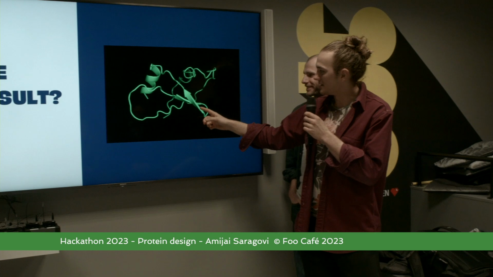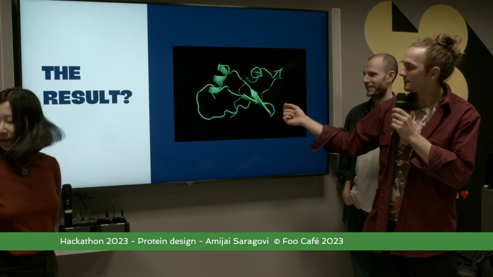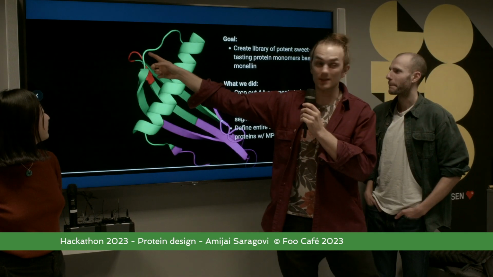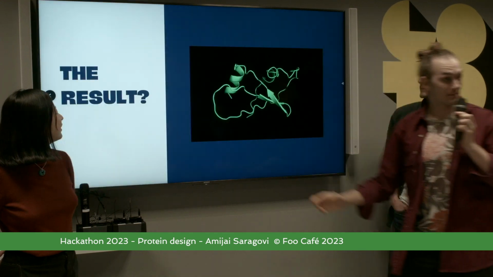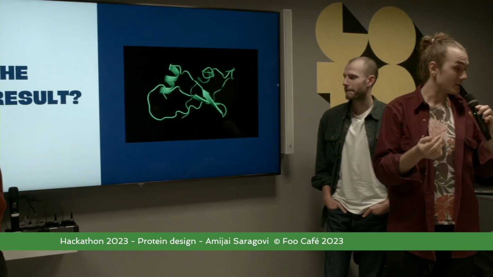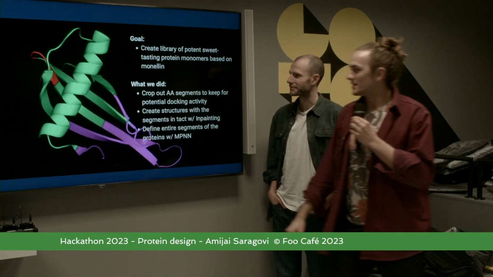But we know that this loop here is the same as this important loop if you go back. It's not stabilized in the same manner, so maybe it will have a different kind of sweetness, probably for sure, or maybe it won't be sweet at all. Maybe it will even act as a sweet antagonist, so everything tastes bitter. And the rest, for some reason, did not fold very properly.